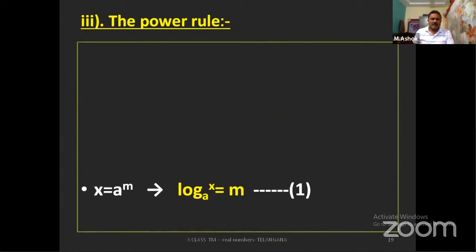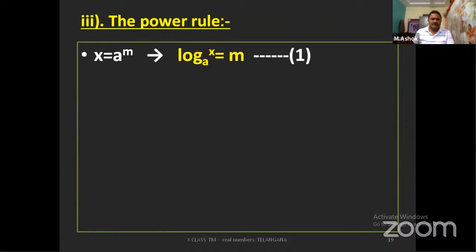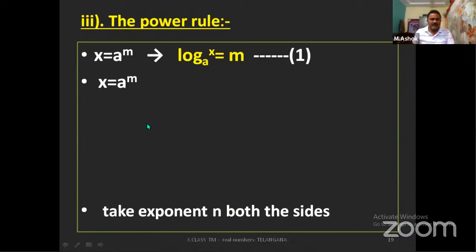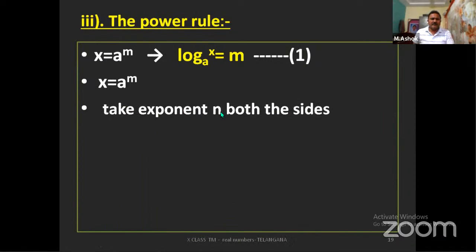So again I am taking x is equal to a to the power of m. And we know the logarithmic form of this one is log x base a is equal to m. For x is equal to a to the power of m, I am taking the exponent n on both sides. That means x to the power of n is equal to a to the power of m, and again whole to the power of n.